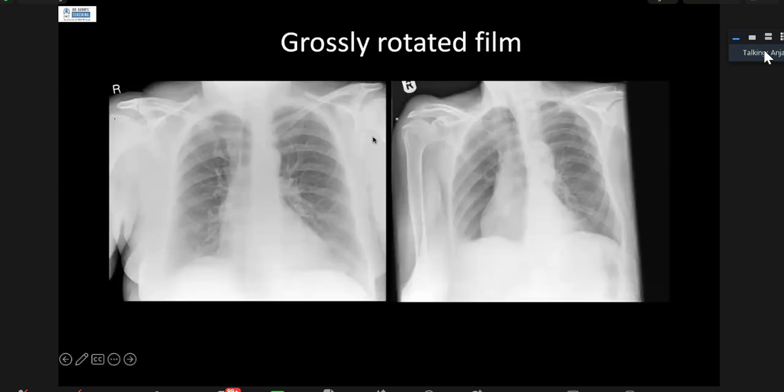So this is a grossly rotated film. Look at that, this is markedly rotated. Look at the medial end of the clavicle. It's almost here, where the medial end of the clavicle of the other side is here. So look, it's a markedly rotated film. And here there is a mild degree of rotation. Okay.